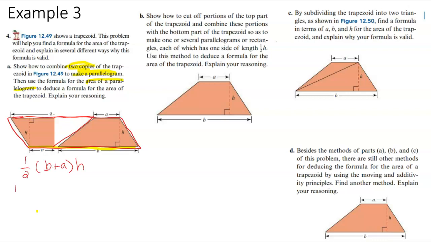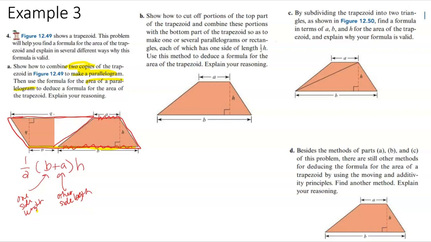So it's 1/2, and one way to look at this is, B is this side length, so that's one side length, and A is the other side length of the trapezoid. So it's the sum of the side lengths times the height. All right, let's see if we can prove it another way.